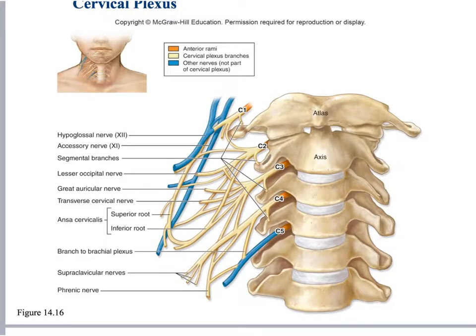Okay. So here's C1, 2, 3, 4, 5. Here are the spinal nerves. They come out, and you can see they kind of start to branch, and then the anterior branches come together and form this plexus, and here's the phrenic nerve that leaves this plexus. All right, so here's this complex network of nerves that come together. You also have other nerves here: hypoglossal, the accessory nerve, the auricular nerve, the lesser occipital nerve. But the one I want you to know, here's the branch to the brachial plexus. Here's the phrenic nerve, comes out of the cervical plexus.